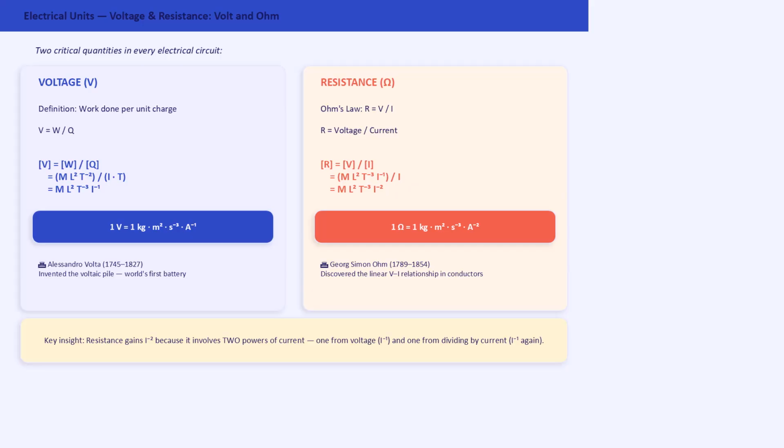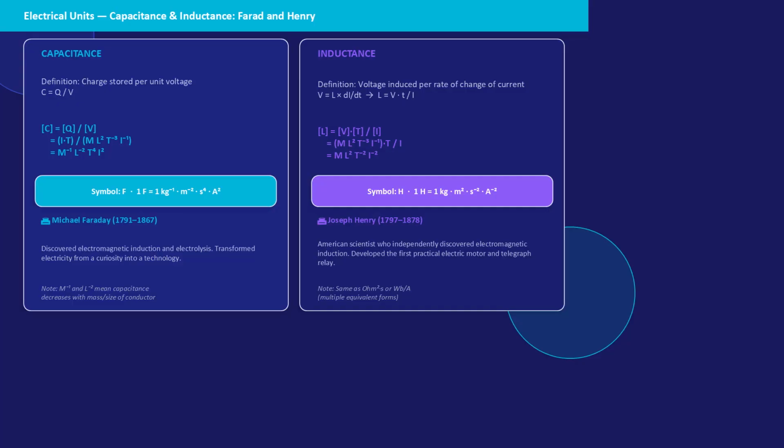Georg Simon Ohm discovered this linear relationship between voltage and current in 1827. His law is so fundamental that it appears in virtually every circuit calculation you will ever make. Our next two units are capacitance and inductance, the two energy storage elements in circuit theory.